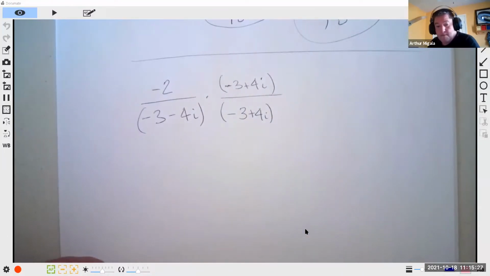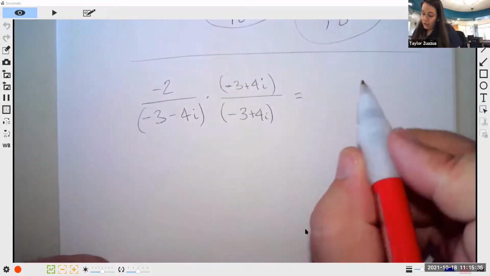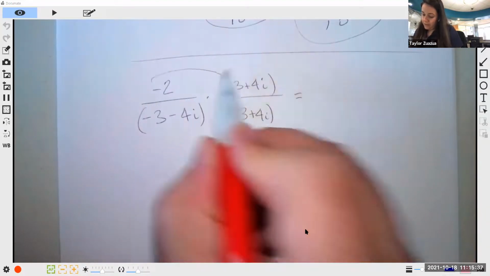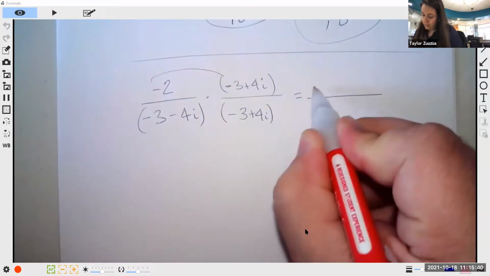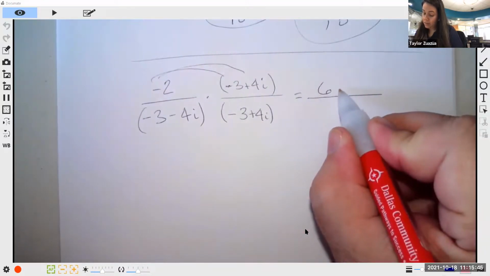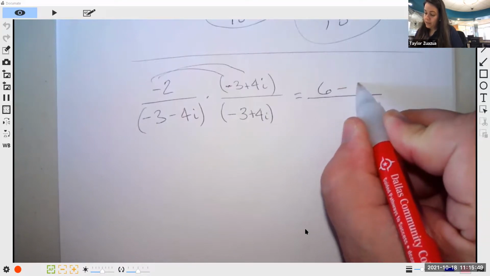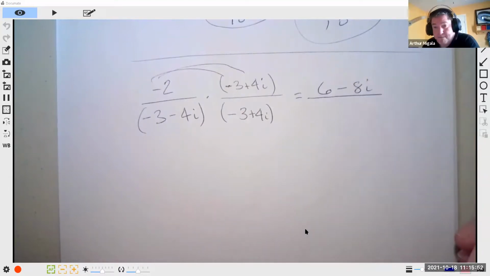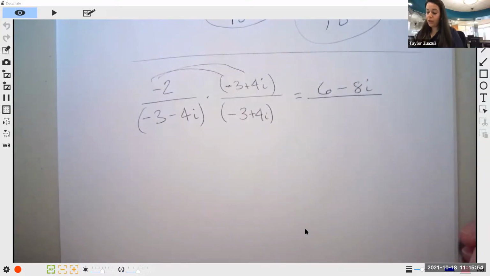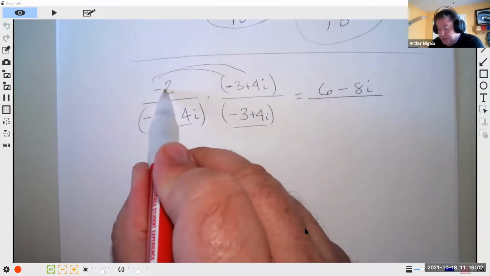Gotcha. So that's when you -2, my negative times negative is 6. And then it's a +6, and then -2 times +4 is -8i. And would this be over the -3 plus 4i? No, you're multiplying these two. Just multiply these two, multiply these two.